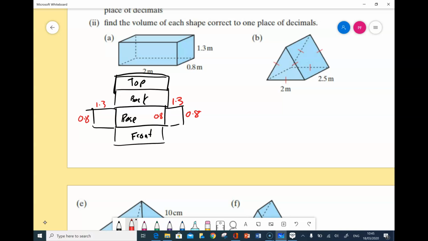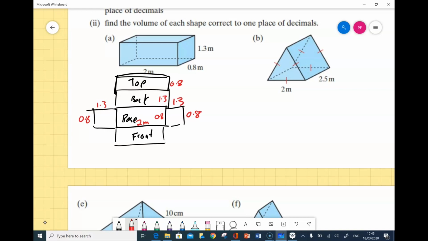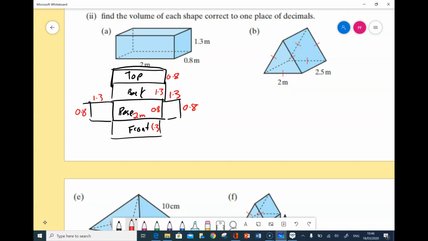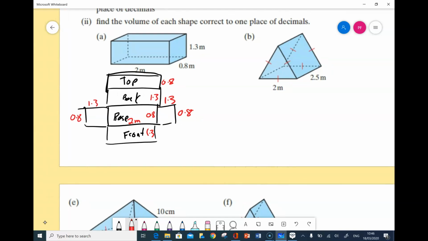What have I got here? So I've got back, top. That is 2 meters long. So we can see they're all 2 meters long. And the top is 0.8. That's 1.3. The front is 1.3.